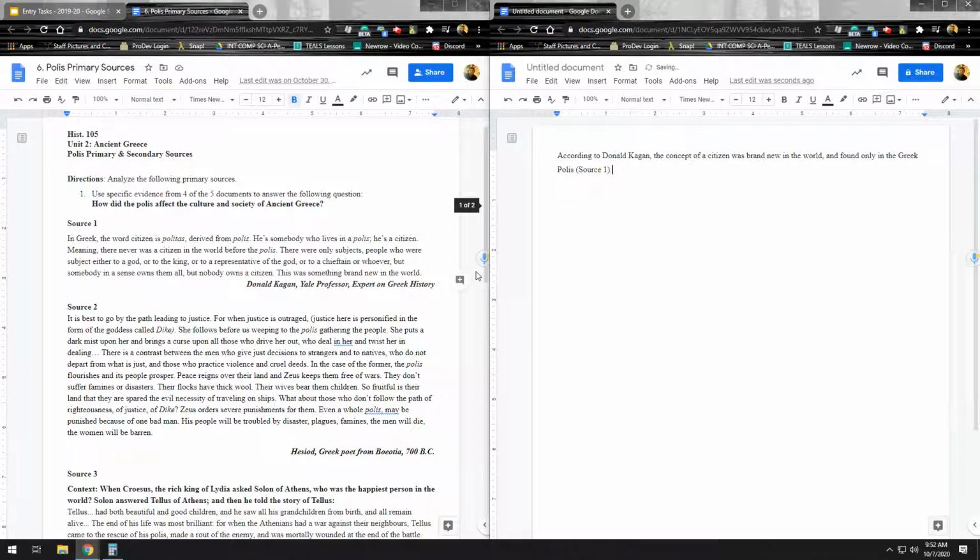Notice I have source 1 in parentheses. There's a space between the last word of the sentence and the citation, polis, and source 1. And the period comes at the very end because your citation is part of the sentence.